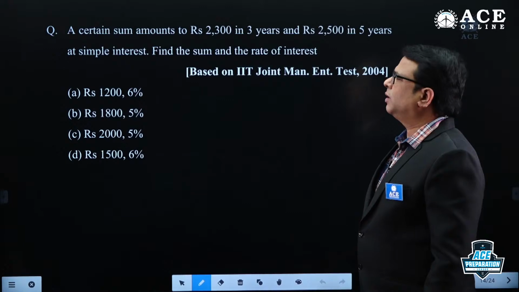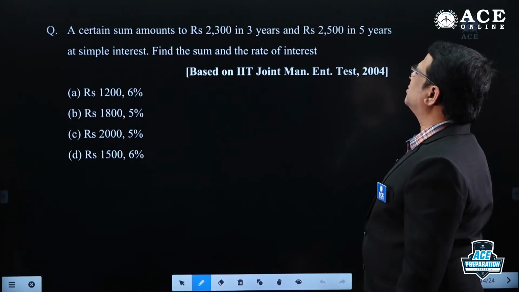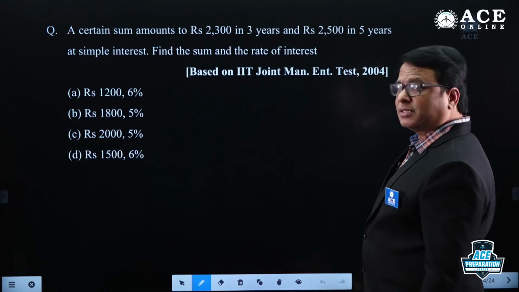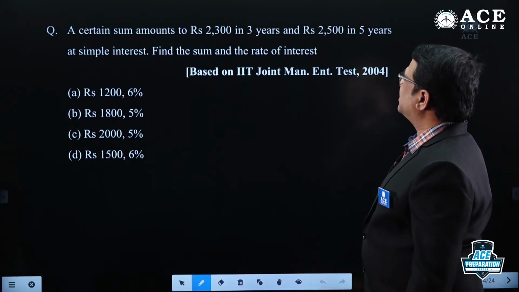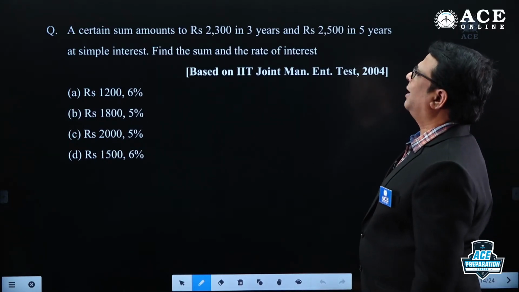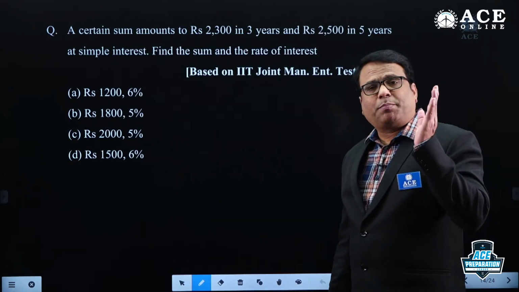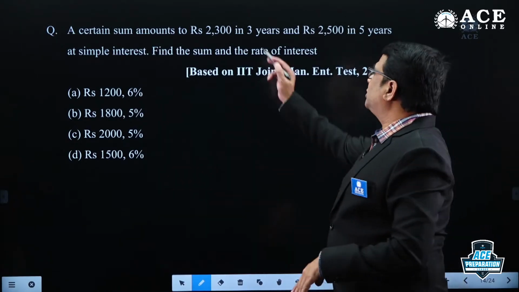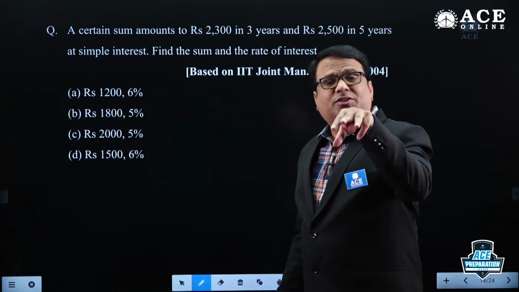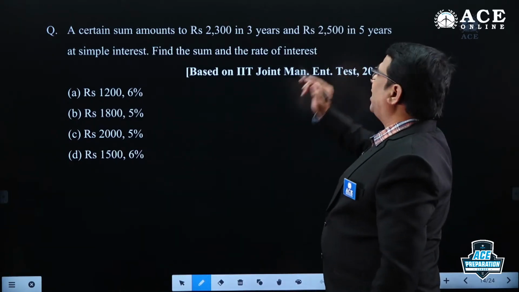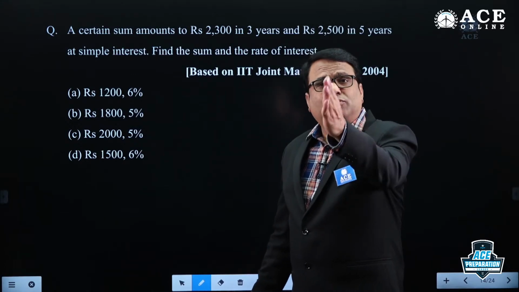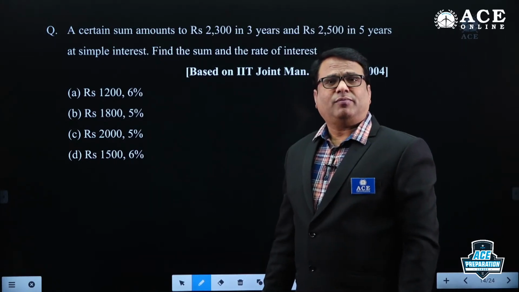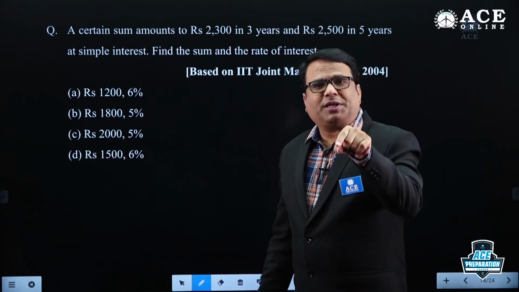Now, the next question. A certain sum amounts to rupees 2,300 in 3 years and rupees 2,500 in 5 years at simple interest. Find the sum and the rate of interest. Okay, right. Now, what is the principal? It is not given. But after 3 years, the sum will become how much? 2,300. And if 5 years time is given, the sum will become 2,500. Then what is the principal and what is the rate of interest?